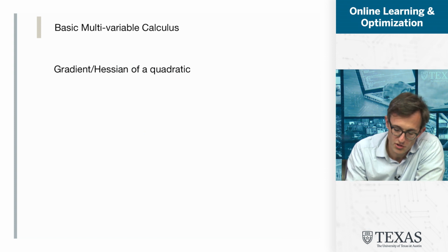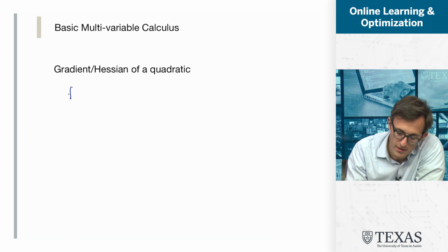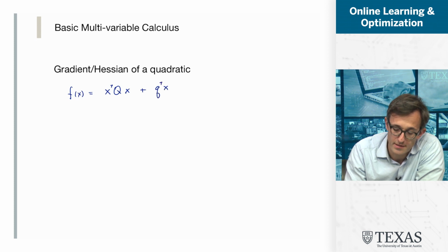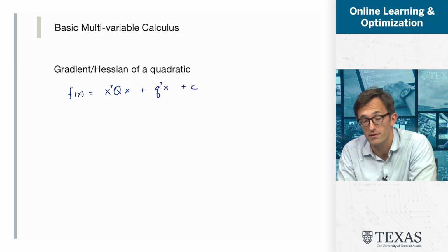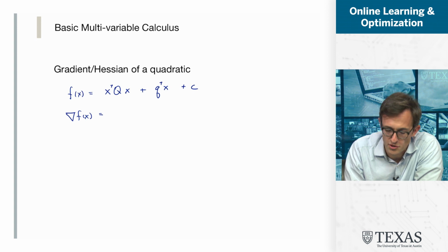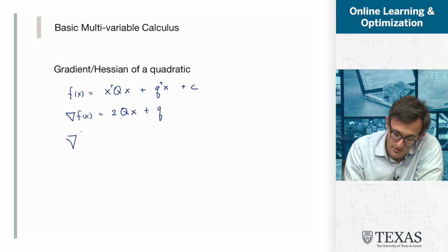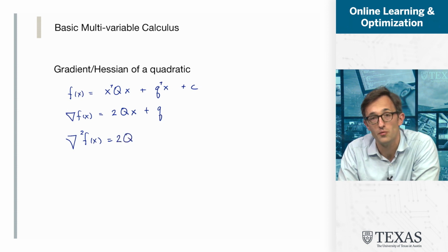And finally, it's just useful to make sure that we know how to calculate the gradient and Hessian of a quadratic. So suppose f of x is equal to x transpose Qx plus q transpose x plus c. This is a generic quadratic in n variables. Then the gradient of f of x is given by very, very similar rules to what you remember from baby calculus. And the Hessian of f is just equal to Q.